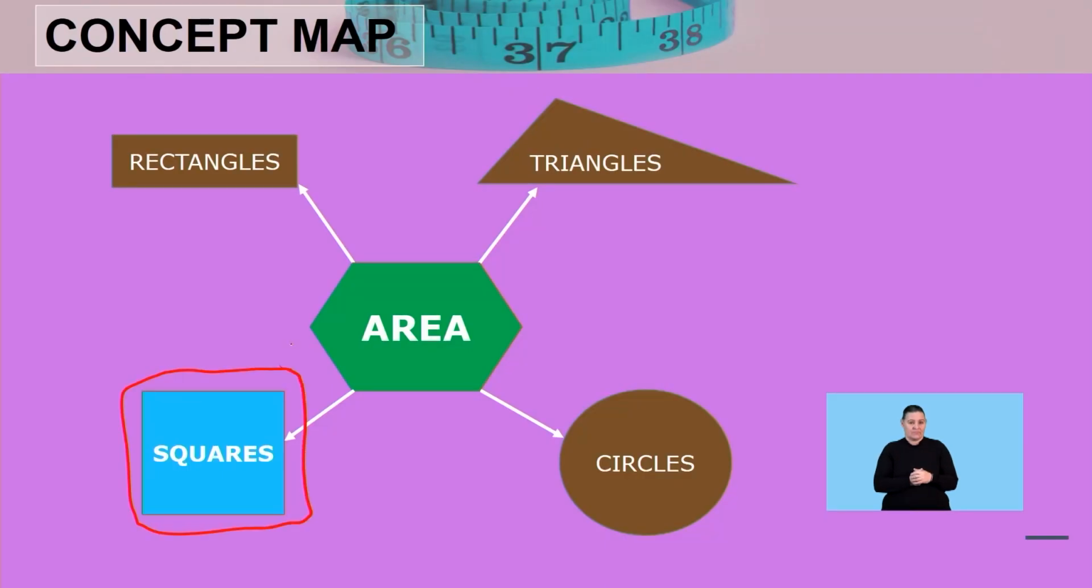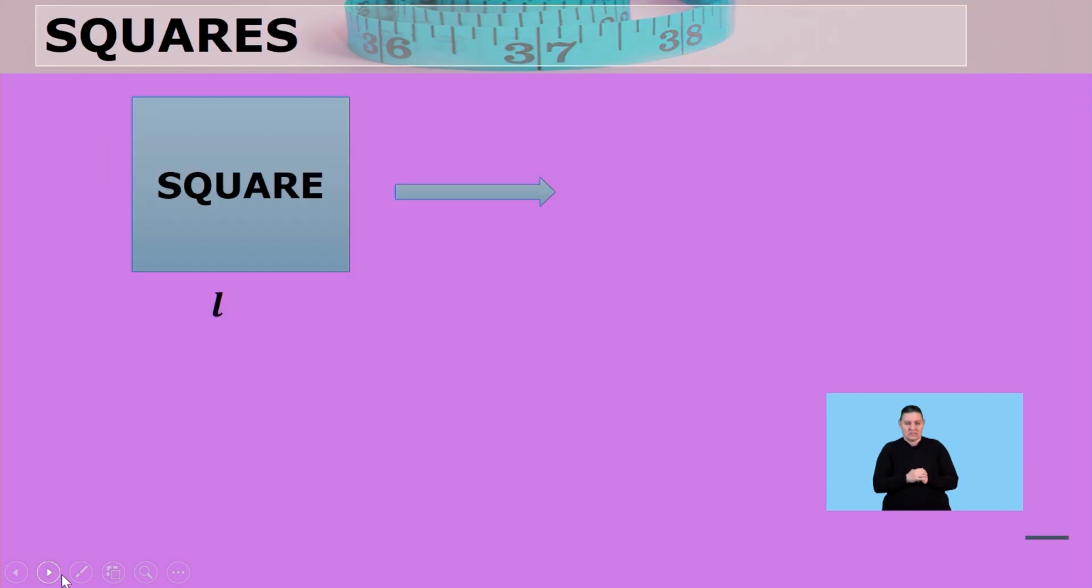So, we'll talk squares now. Let's see what squares are all about. With the square, remember the lengths of the square are all the same. So if that's L, that's L, that's L, and that's L, they're all the same. So the formula now, remember we're finding area. The formula is area is length times length.